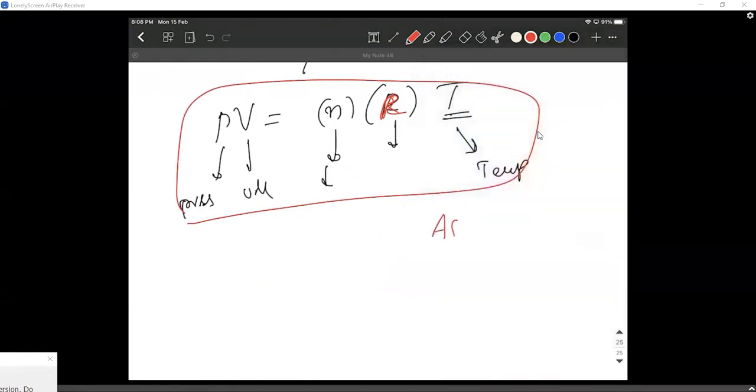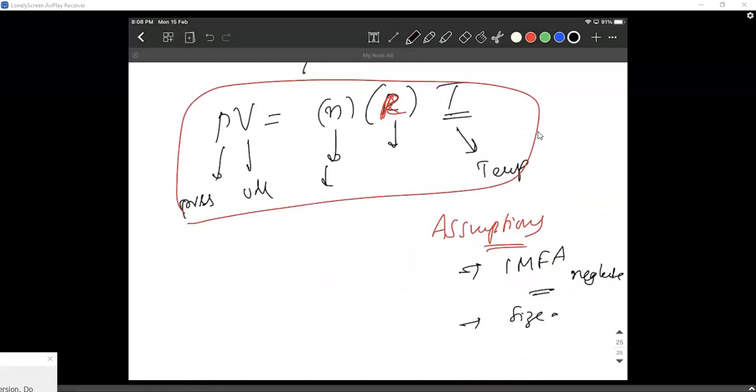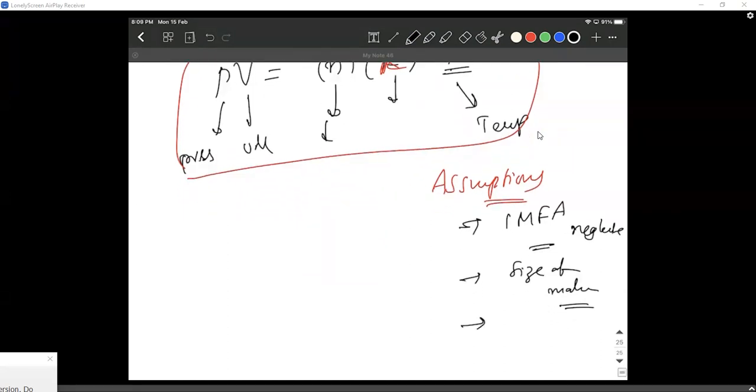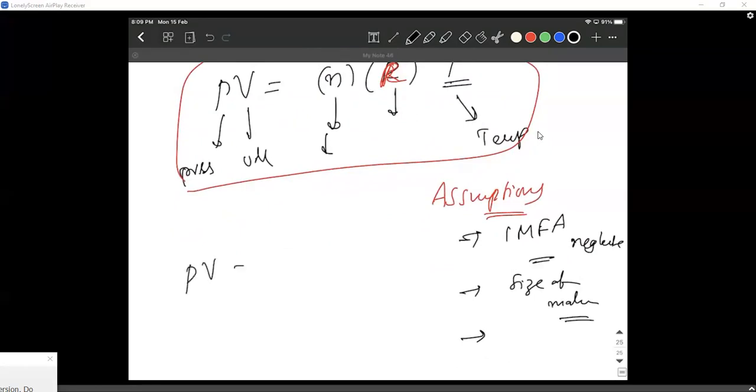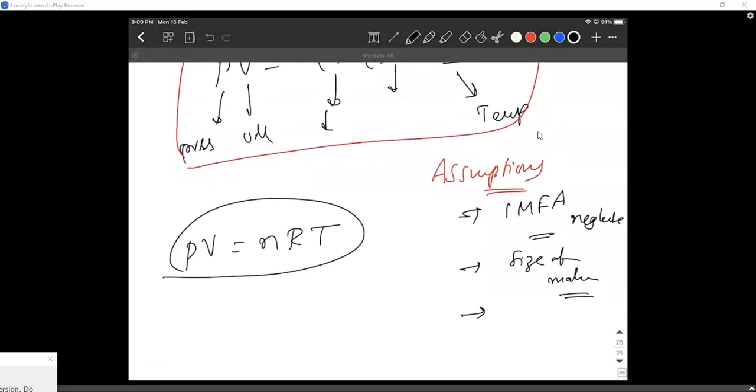What were the assumptions? I'm just repeating those assumptions again. The intermolecular forces of attraction were neglected. The size of the molecules was neglected, and there are a lot of other things: collisions are considered elastic, and the forces between the molecules and the walls of the container are all neglected. With all these ideas neglected, we arrived at this equation, PV equals nRT. So this equation is basically talking about all the laws that we talked about.